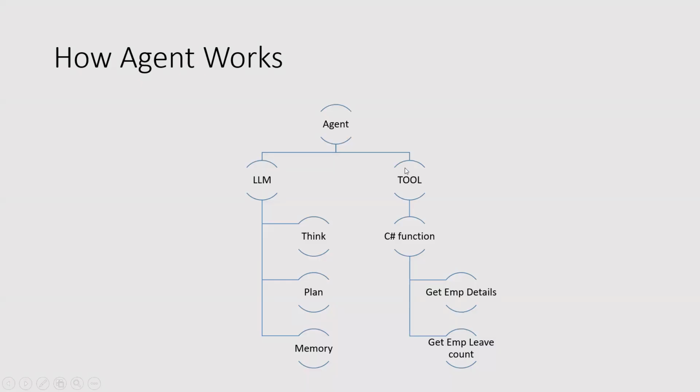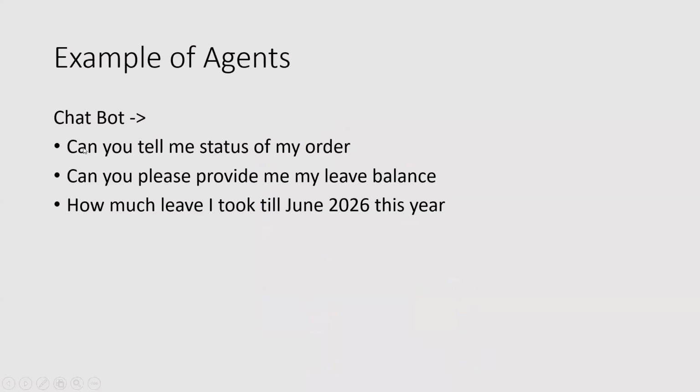Apart from this, we have tools. The backbone of every agent is a tool. I'm coming to what exactly a tool is. This is tool calling. For example, I am saying here, can you tell me the status of my order? In my C# code, or Python code, or Java code, I will create one C# function, get my order details, with the input parameter order ID.